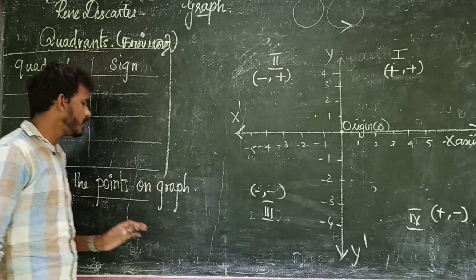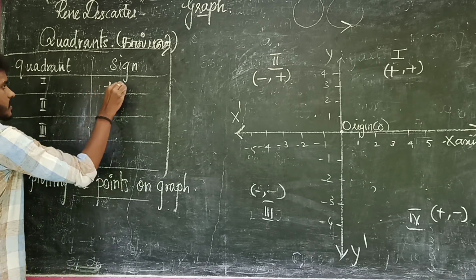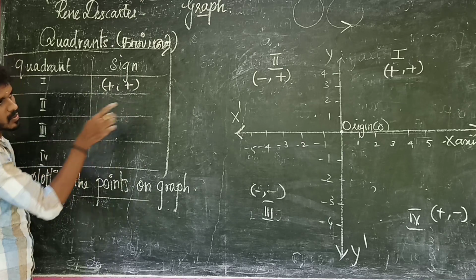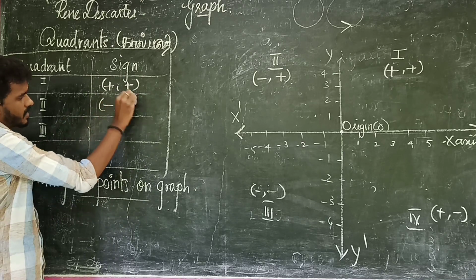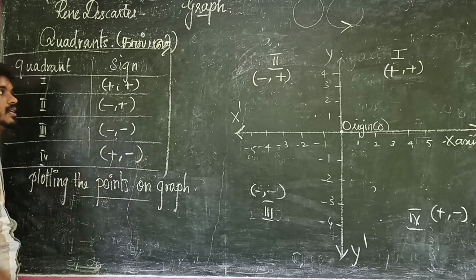This is the way we want to sign the quadrants. Okay, so the first quadrant, it should be in what? Plus comma plus. Second quadrant, what is this? That is minus comma plus. What is the third quadrant? Minus comma minus. What is the fourth quadrant? Plus comma minus. That's all.